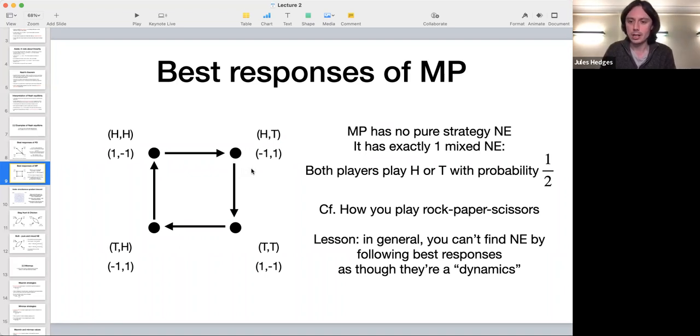But remember, Nash's theorem says that we have to have at least one Nash equilibrium in mixed strategies. It turns out that matching pennies has exactly one Nash equilibrium, which is that both players play heads or tails with probability 1/2. That is to say, they flip a coin.